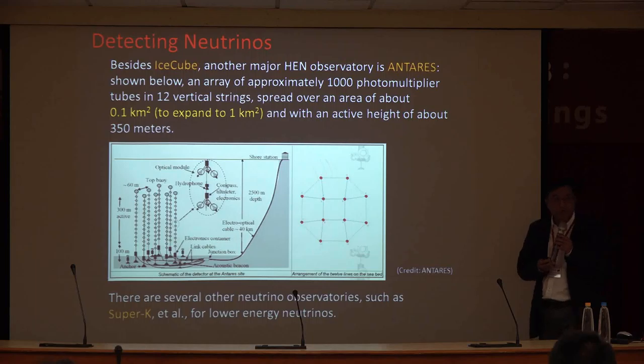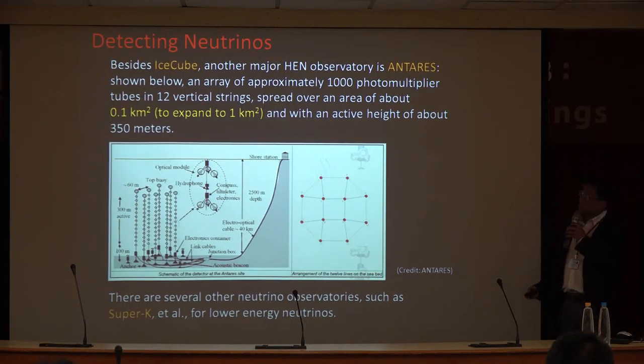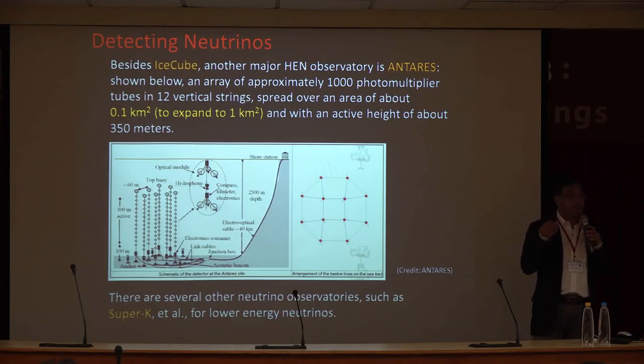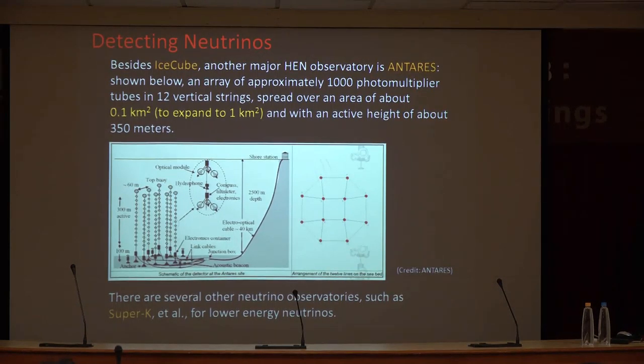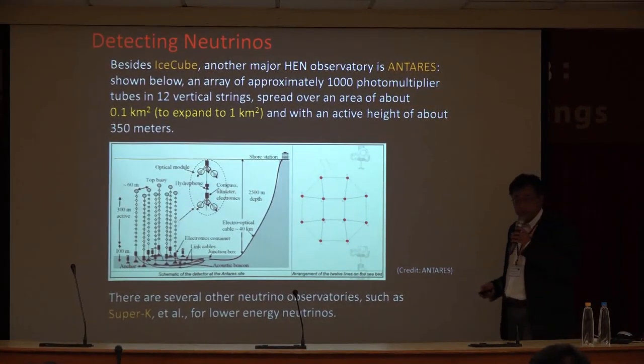And then for neutrinos, besides IceCube, there's another project called ANTARES. This is in the Mediterranean Sea near southern France. It's similar to IceCube, but in an ocean, and the size is going to be similar to IceCube, so this one will also be useful. And there are others for low energy neutrinos, like Super-K. If you do particle physics experiments, then you know a lot about Super-K and some other facilities.